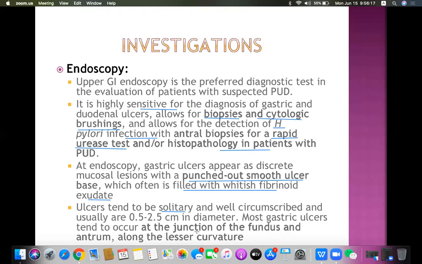Now this ulcer is found, look very carefully, along the lesser curvature, at the junction of the fundus with the body or body with the antrum. If you don't want to remember like that, you can remember only one point. It is very common along the lesser curvature of the stomach. That is easy to remember, because whatever drink we have, whatever food we have, all that will flow distally through the lesser curvature. That's why it has a high chance of ulcer development. The size of the gastric ulcer is not very big, probably 0.5 to 2.5 centimeters in diameter. Now, if it is a malignant ulcer, the size is big.